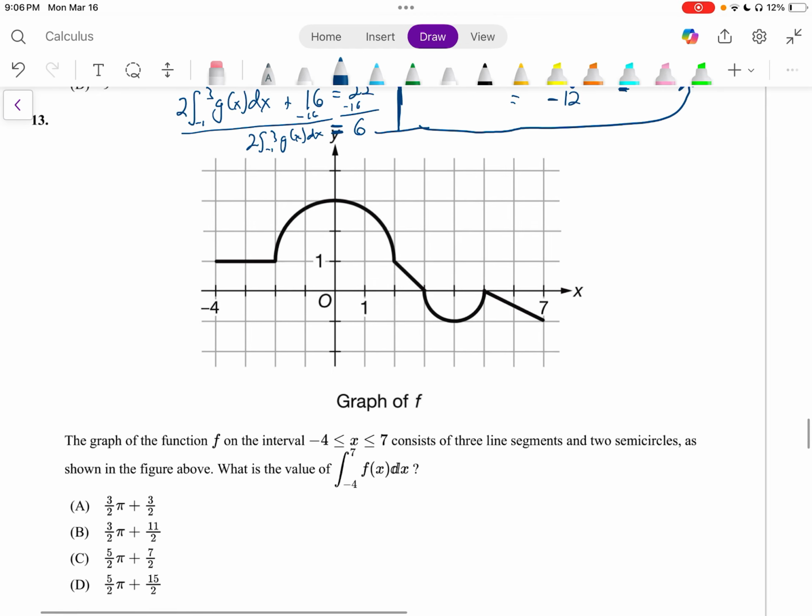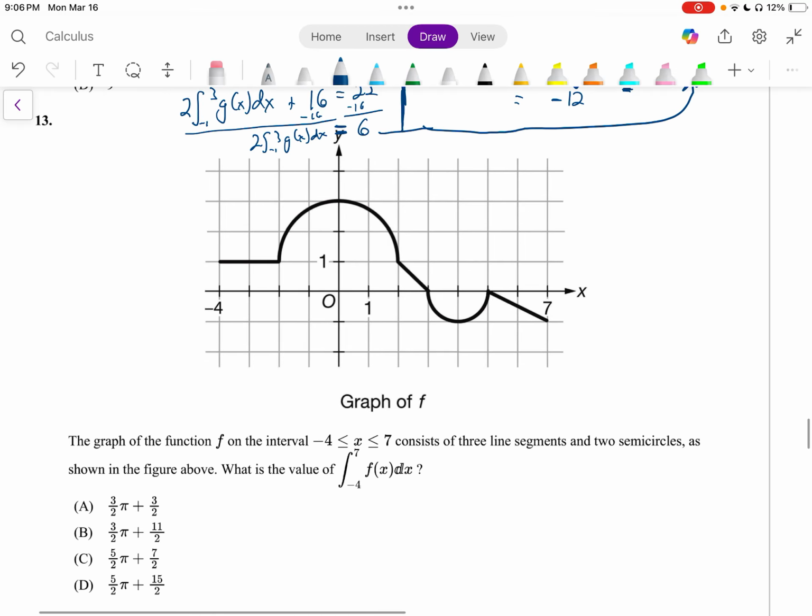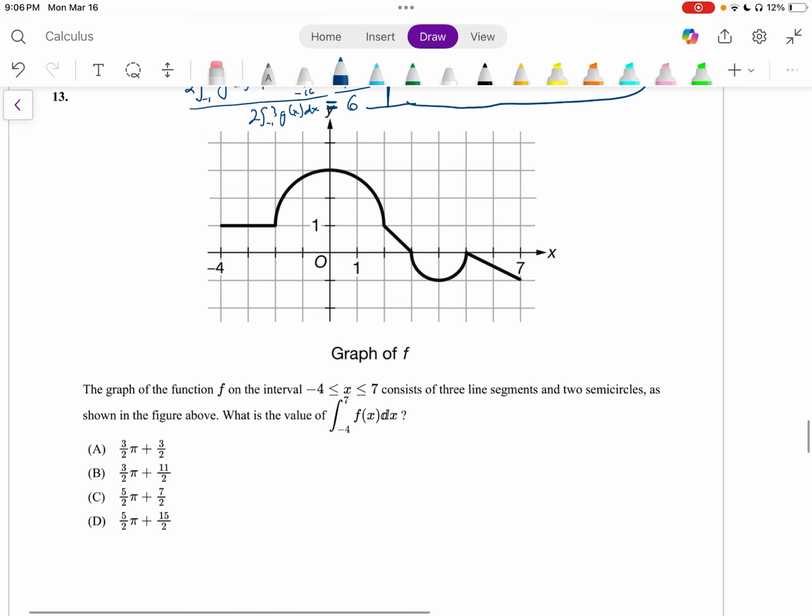All right, next one, 13. The graph of f on the interval -4 to 7 consists of 3 line segments and 2 semicircles. As shown in the figure above, what is the value of the integral from -4 to 7 of f of x dx? Well, we've got to remember this is going to be related to the area. We just have to remember that areas above the x-axis are positive and areas below the x-axis are negative.